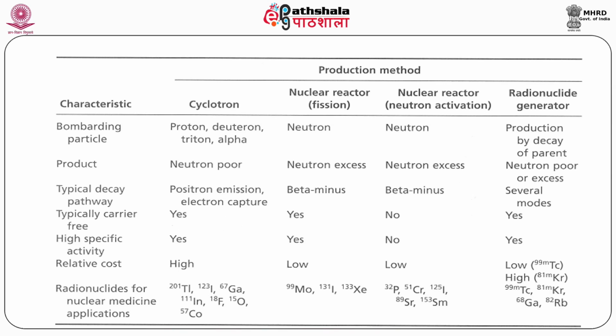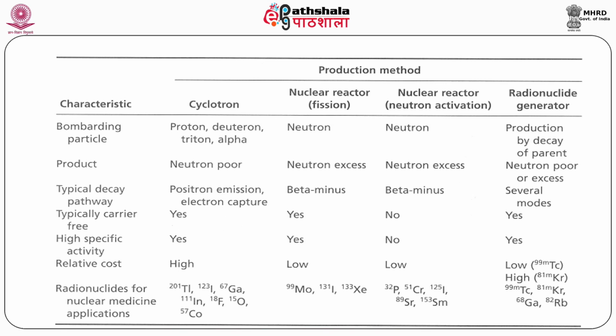The product, if you see, in cyclotron is neutron poor. In case of nuclear reactor, there is neutron excess. In activation, again, because you are activating the target with neutrons. And in case of generator, it is neutron excess as well, because neutrons are not at all there. The typical decay process in cyclotron products is positron emission. Those produced from cyclotron are positron emitters, while those coming out from reactors are beta minus, or electron emitters. Whether we talk about a reactor or about activation, in both ways beta decay takes place. But in the radionuclide generator, there are different kinds of transition.